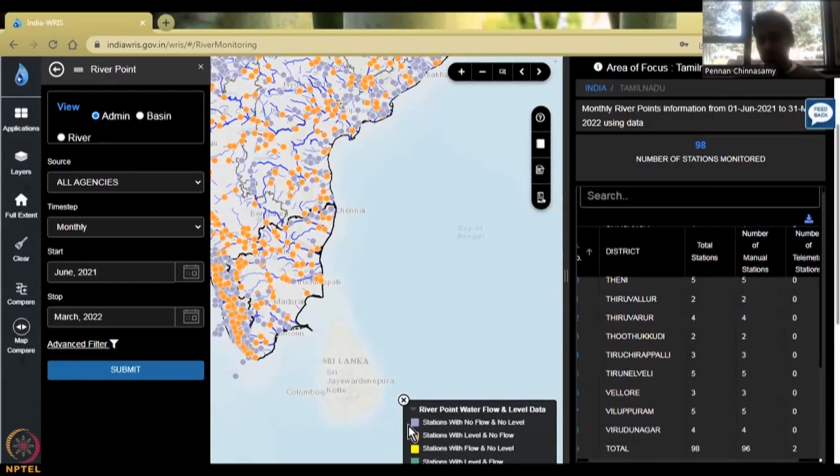What does it mean? Stations with no flow and no level are given as gray, which means these stations are there, but they're not working or not collecting data for your time period. Okay, stations with no flow and level.